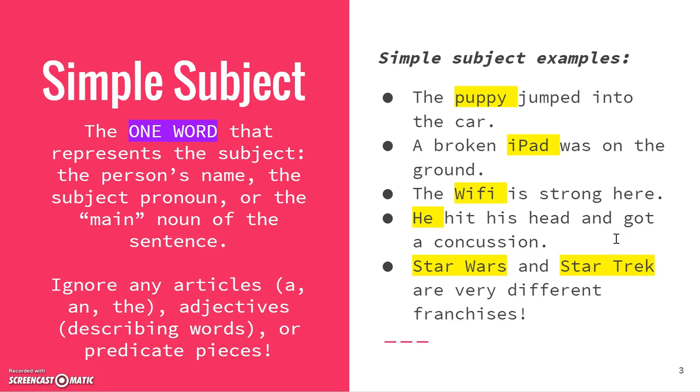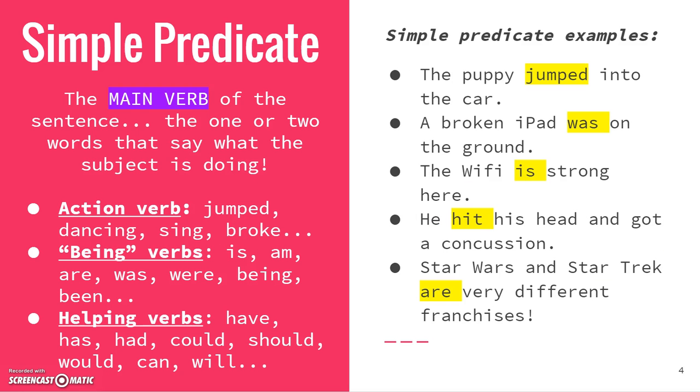This same simple concept applies to predicates too. A simple predicate is just that one main verb of the sentence, or sometimes two words, especially if there's a helping verb happening. As a reminder, verbs could include your traditional action verbs, jumped, dancing, sing, broke, or anything where the subject is actually doing something, as opposed to being verbs, like is, am, are, was, were, be, being, been, and then you start to get into helping verbs. Have, has, had, could, should, would, can, will, may, might.